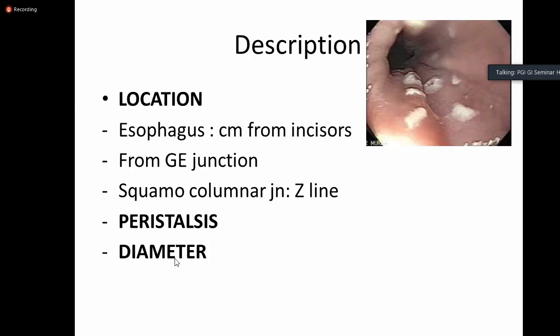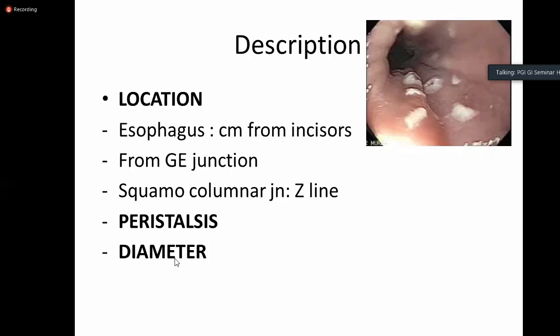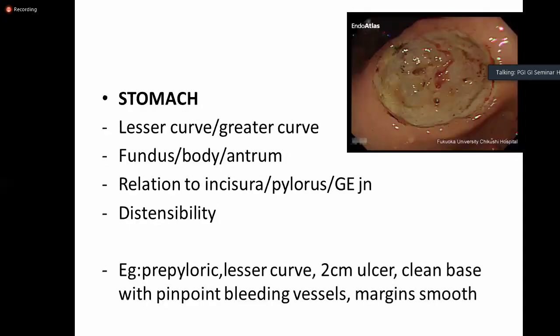Now, we generally don't look at it, but I think if you start looking at it, you will see that the diameter of esophagus will vary in motility disorders, in patients with achalasia, in patients with strictures, peptic strictures, or other strictures.